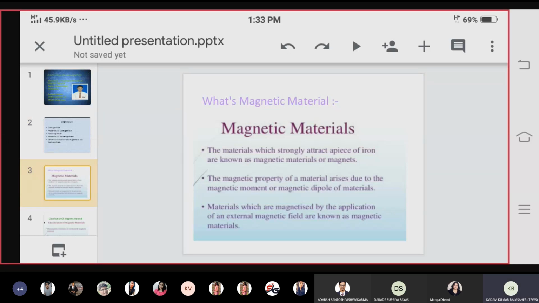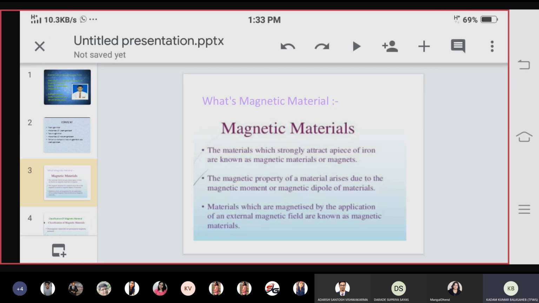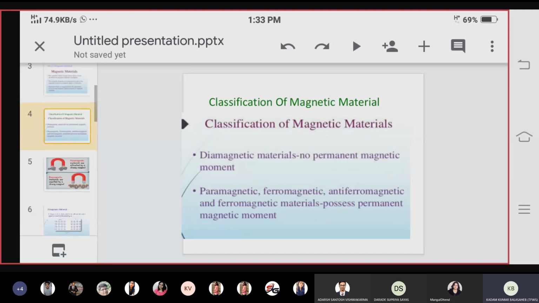What is magnetic material? The materials which are strongly attracted by a magnet are known as magnetic materials or magnets. The magnetic properties of a material arise due to the magnetic moment or magnetic dipole of the material. Classification of magnetic material.